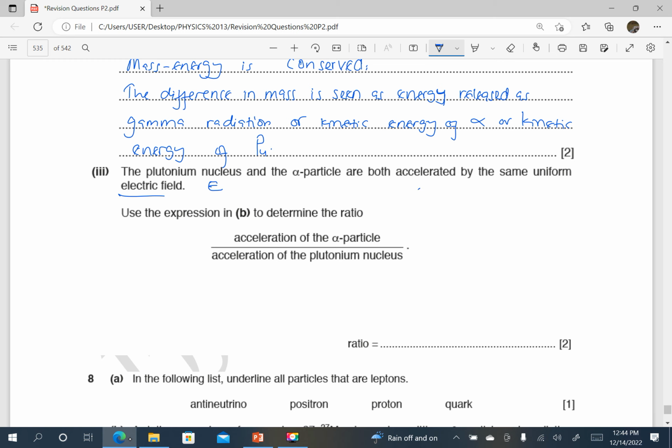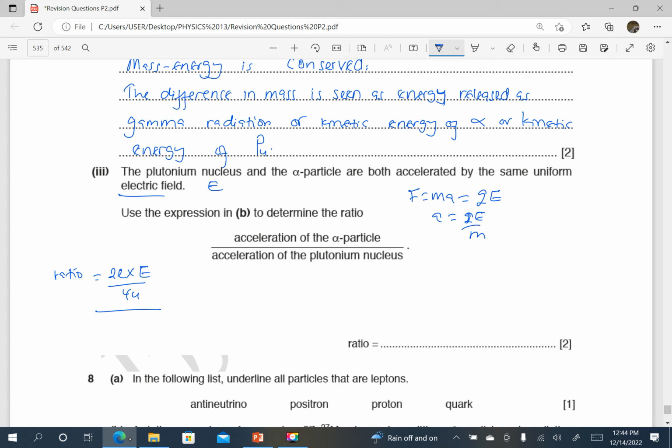So we know that force is mass times acceleration, and the force due to the electric field is QE. So it means the acceleration is going to be QE over the mass. So let's try to find the ratio here. Remember, E is the same because they are entering the same uniform field. So we want the ratio of acceleration of the alpha particle, which will be the charge of the alpha particle, which is 2e, times the electric field E, over the mass of an alpha particle, which is 4u.